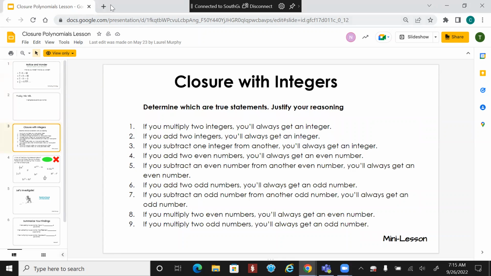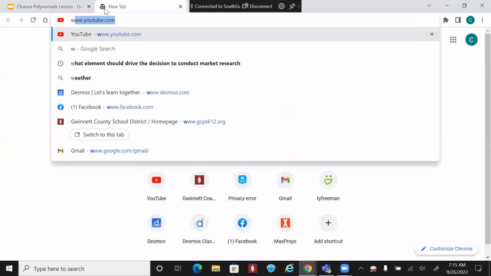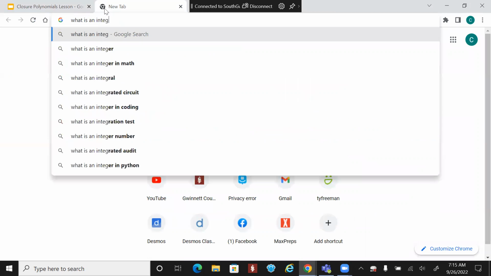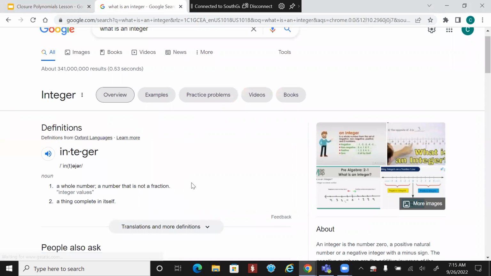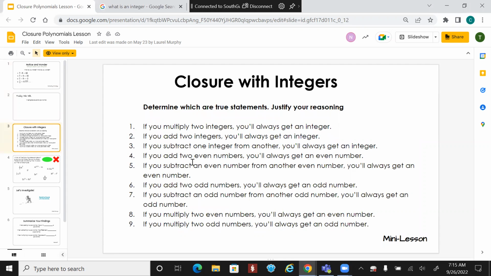All right, so let's have this conversation first. What is an integer? So what's the definition of an integer? A whole number that is what? Not a fraction. Okay. So if I take any 2 numbers, let's say like 11 and 7, and I multiply them together, that's going to give me a whole number, right? It's always going to give me an integer. So that's true.